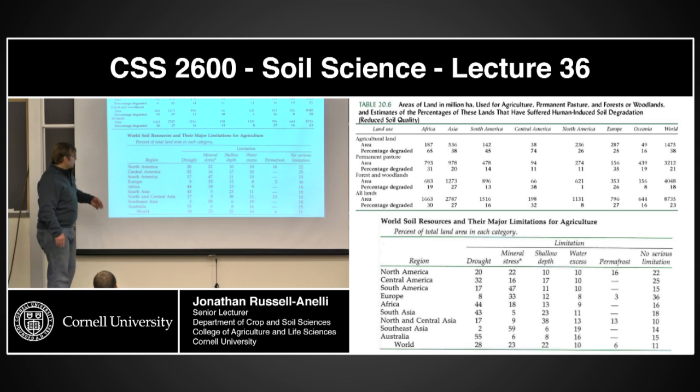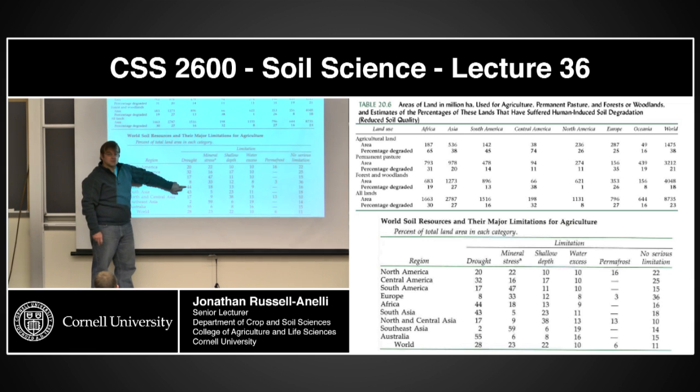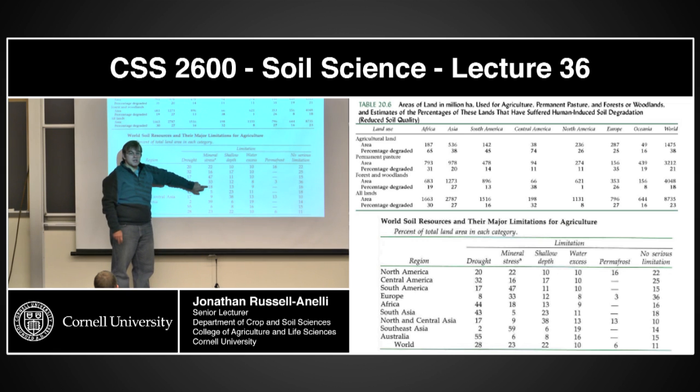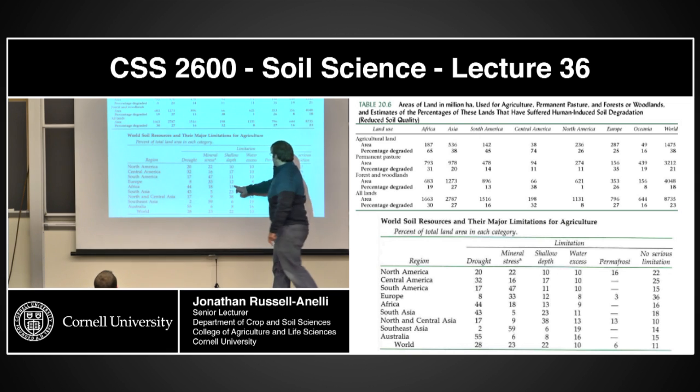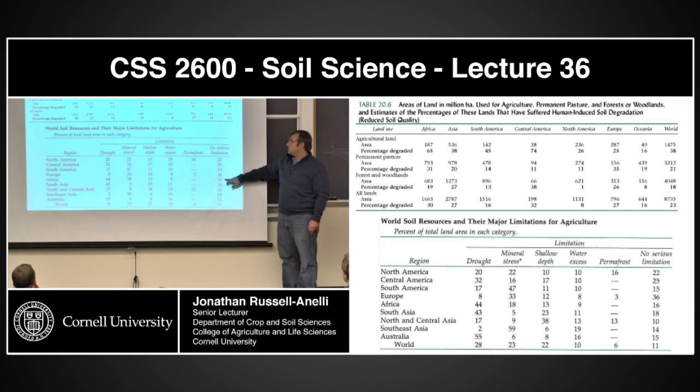Okay, so we were picking on Africa. Let's continue to use Africa as the example. The limitation of this stressed land, 44% is due to drought. 18% is due to mineral stress of some form. Shallow depth, 13%. Excess water, 9%. No permafrost. Basically, 16% of their soils have no serious limitations. Now, does that make you think about how they're going to be producing their food?